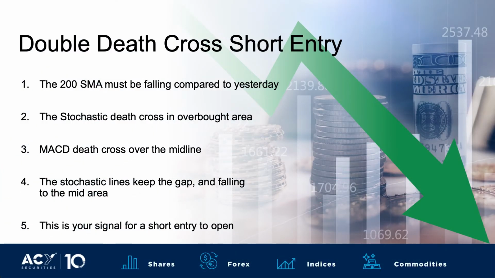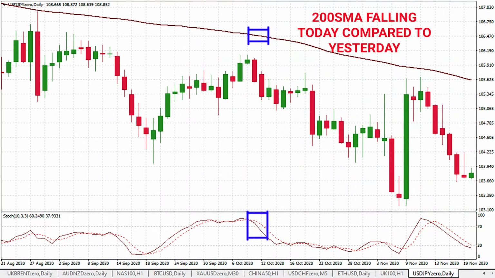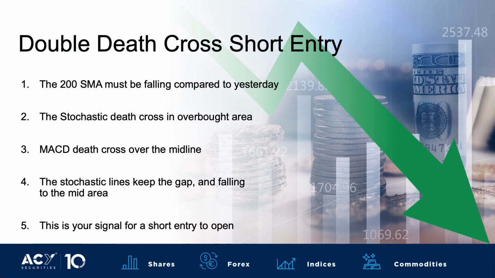Okay, so let's now have a look at the short entry criteria. It's just basically the opposite of the long entry criteria. So we keep it really simple. In this case, we're looking for the 200 period moving average to be falling today compared to yesterday. So we want to at least identify that there is a downtrend in place, and then we're looking for the stochastic or the market to be rallying up a little bit and the stochastic to be overbought to signal that there's a bit of a swing potential coming up in the market.